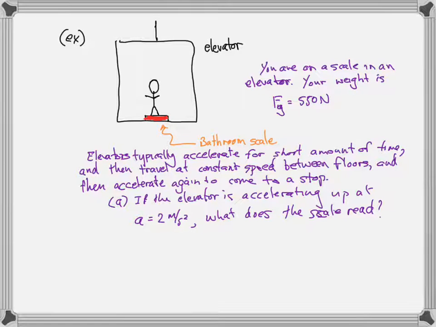And you should probably understand that elevators accelerate from rest, like if they're starting from a floor, for a very short amount of time, then they typically travel at constant speed. And then they accelerate again to come to a stop, right? Acceleration means speeding up or slowing down. So they're going to speed up, travel at constant speed, slow down, come to a stop. Okay, so let's just say that the elevator is accelerating upwards at 2 meters per second squared. Let's ask, what does the scale read?